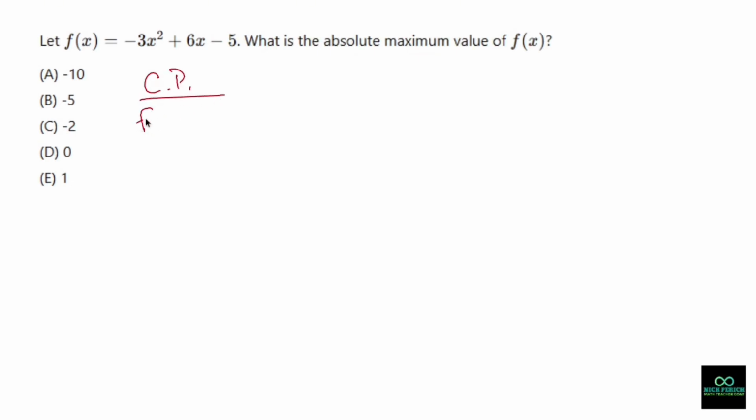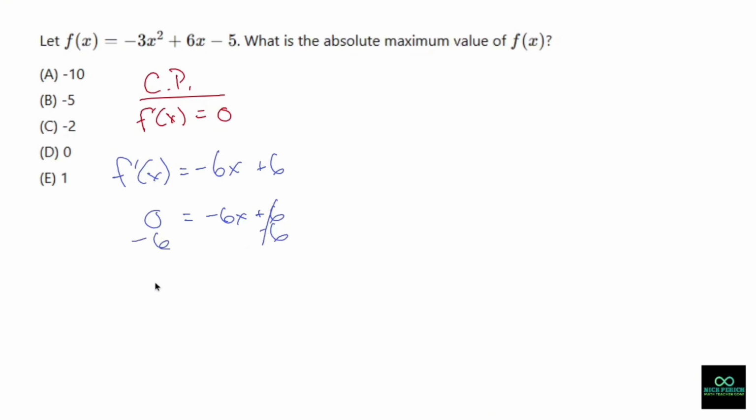Well, you take f prime of x and then set it equal to 0. So f prime of x is going to be the derivative, so negative 6x plus 6 plus 0. So set it equal to 0, like so. Subtract 6 from both sides. Negative 6 equals negative 6x. Divide both sides by negative 6, and positive 1 equals x. So the critical point is going to be 1.